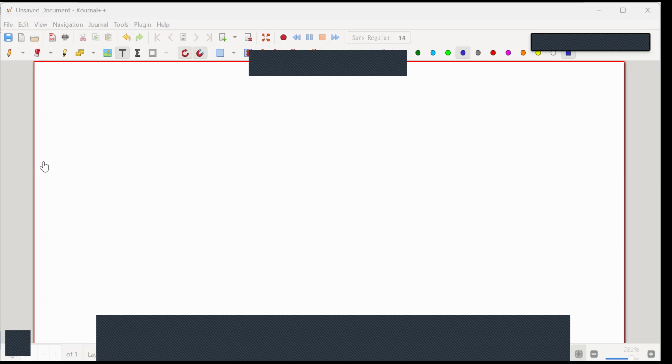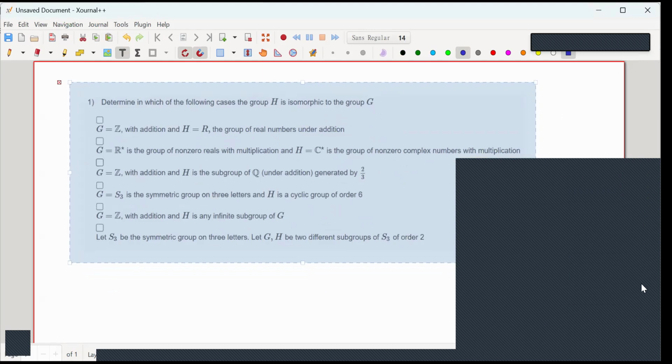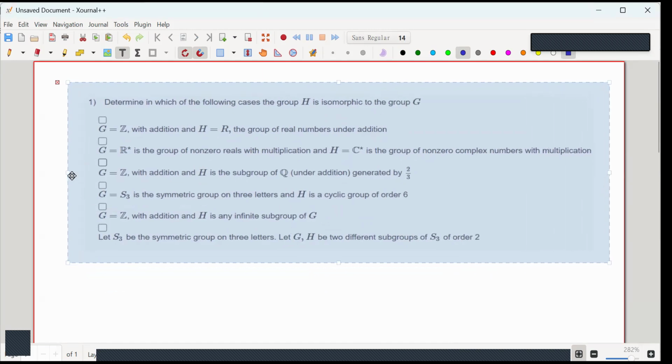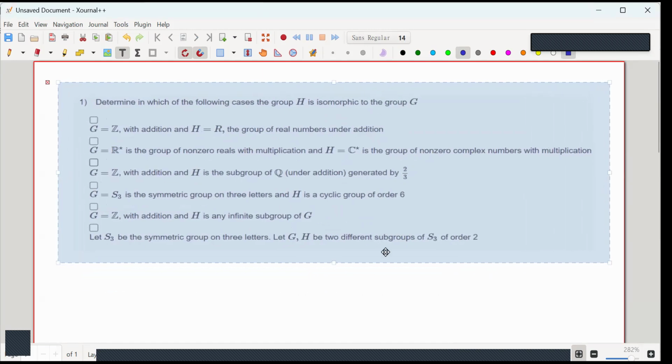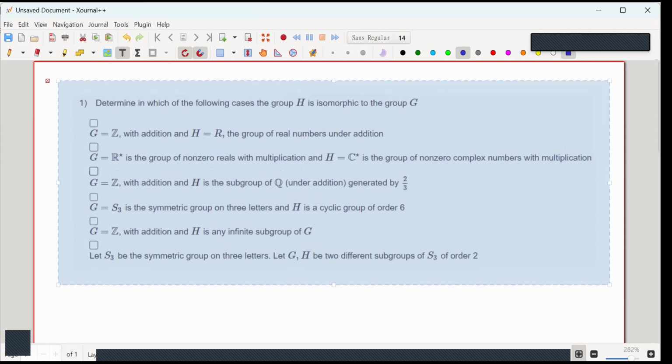Let me just take that question. I'm just copy pasting the question from the course website. So it's there, right? This is the first question, right? Determine which of the following cases are isomorphic to the group G.